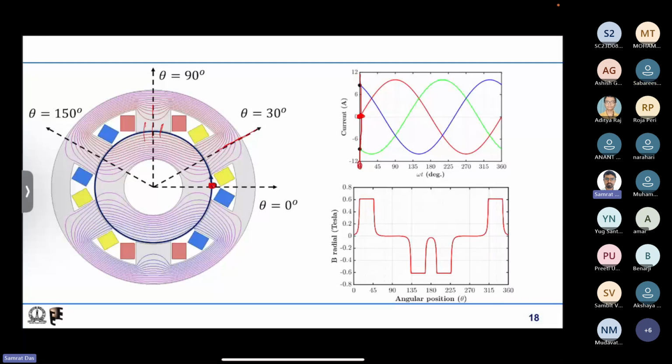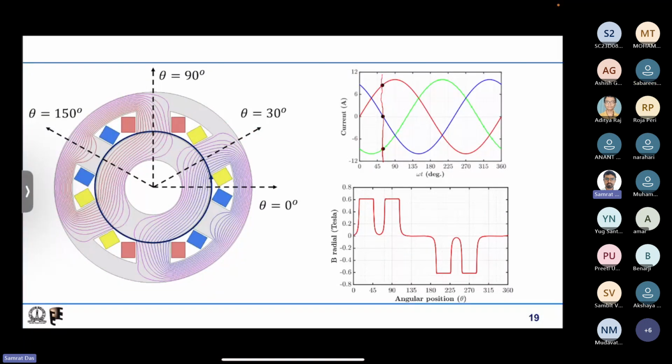Is there any other question? Otherwise, we'll go forward. With respect to the previous question, sir, if the same current is being pumped, it will not rotate, only pulsate, right, sir? Yes.